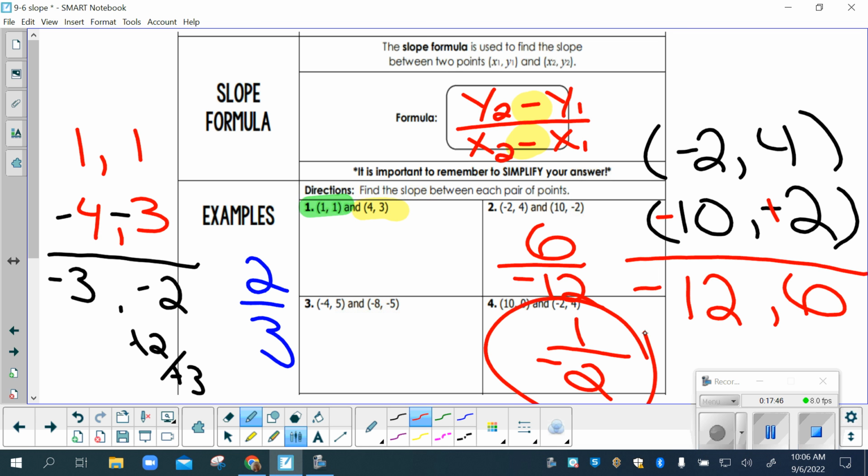Now, some people might say, Miss T, I got a negative on the top instead of the bottom. And my answer is, it doesn't matter. That negative can go on the top, it can go on the bottom, it can go in the middle. If you have 2 of them, they cancel out. Try number 3. You guys are doing so good.